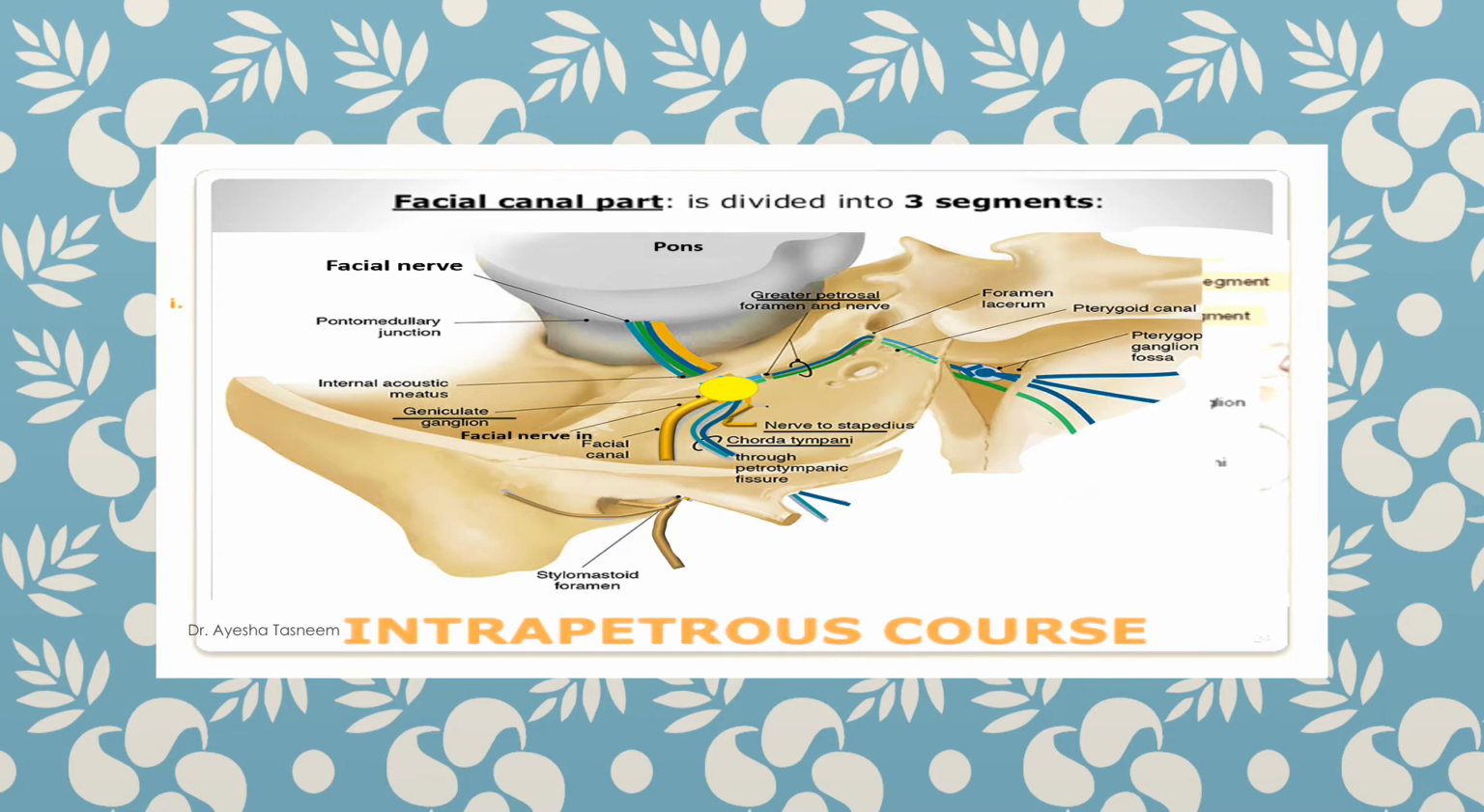This segment of the facial nerve that is present in the facial canal is divided into three segments. One is the labyrinthine segment. It passes laterally above the vestibule of the inner ear to reach the anterior end of the medial wall of the middle ear. Here it bends backwards at a sharp turn called the external genu of the facial nerve, which has the geniculate ganglion on it. Here you can see the yellow one is the geniculate ganglion.